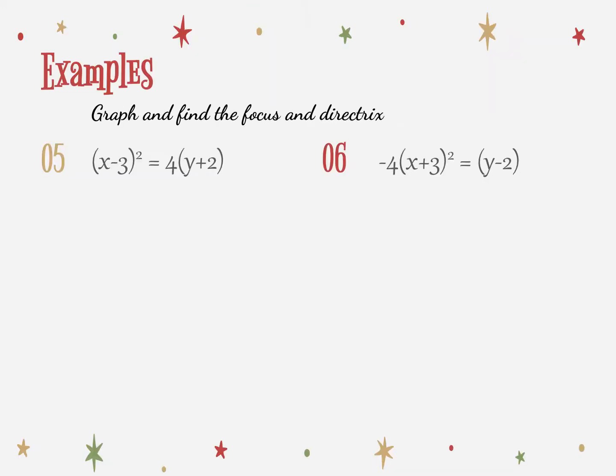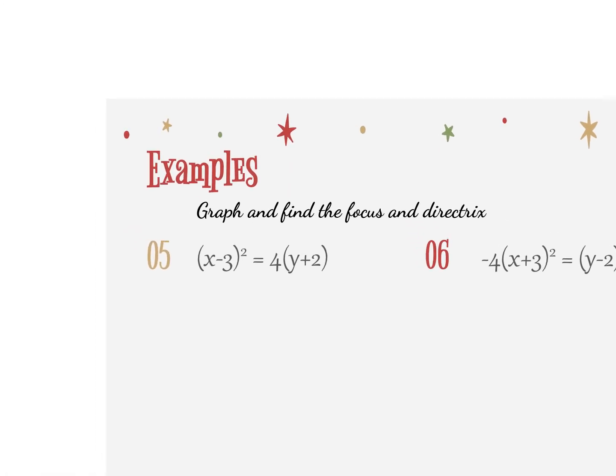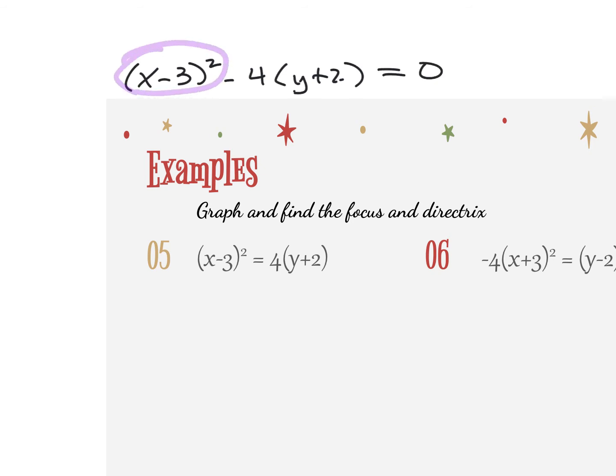Now, when you're doing the homework tonight on WebAssign, always remember to isolate the square term first. So, for example, if number 5 was given to you as x minus 3 squared minus 4y plus 2 equals 0, we need to isolate this thing first. So what I would have needed to do was add this to the other side.